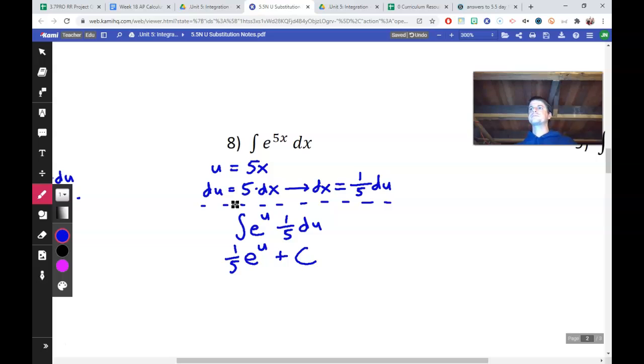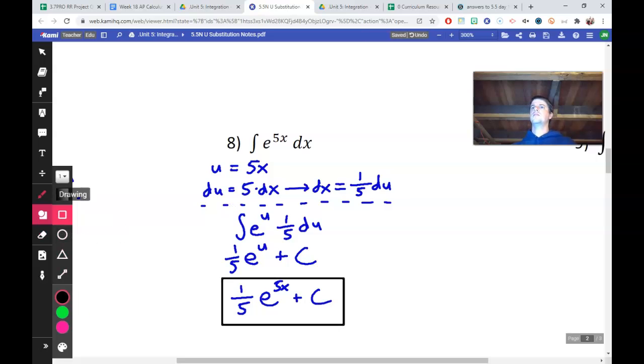Well, let's just check and make sure this is right, because, oh wait, we're not done yet. We do need to substitute it back in. Remember I said the most commonly missed item. u is 5x, so let's just put a 5x there, and that is plus c. Let's check and make sure this works, though.